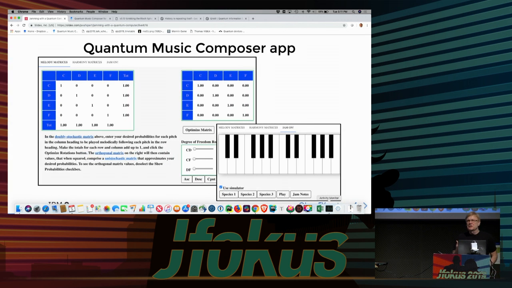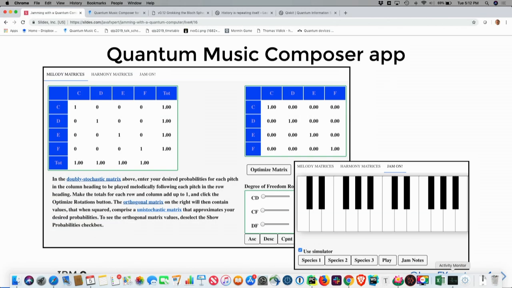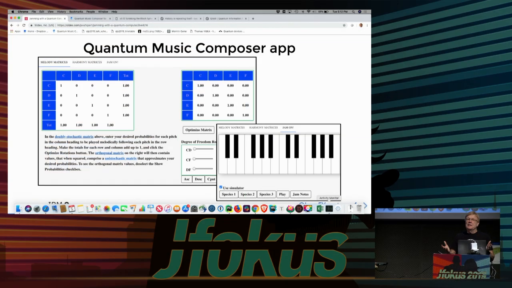So what I did was I took a few of those rules and I wrote a program that has a quantum computer do what it does best, which is probabilistic measurement. And I used that idea then to compose music using some of the rules that Johann documented.